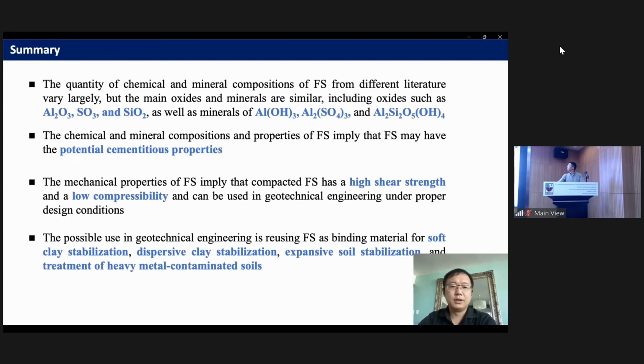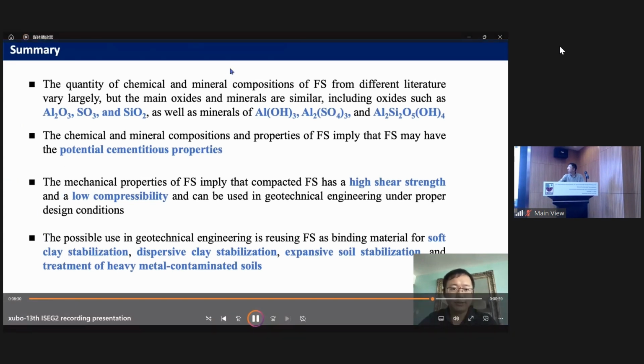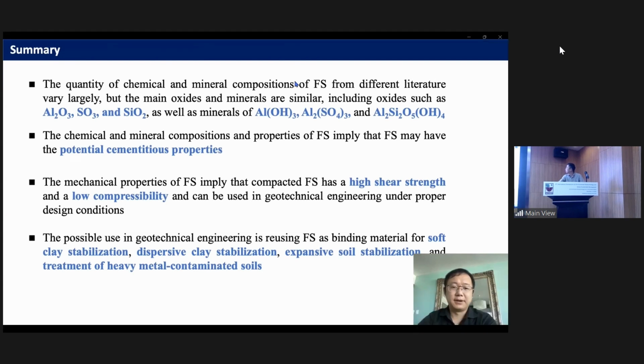The mechanical property of FS implies that the compacted FS has a high shear strength and a low compressibility and can be used in geotechnical engineering under proper design conditions. The possible use in geotechnical engineering is reusing FS as a binding material for soft clay stabilization, dispersive clay stabilization, expansive soil stabilization, and treatment of heavy metal contaminated soils.